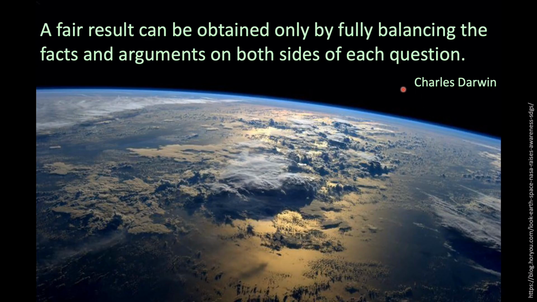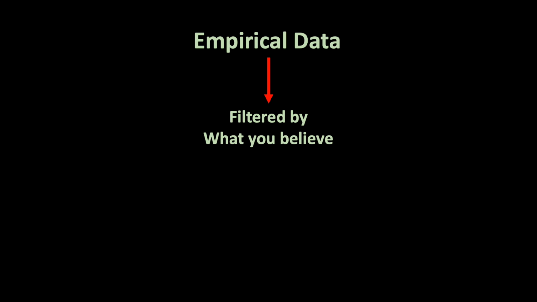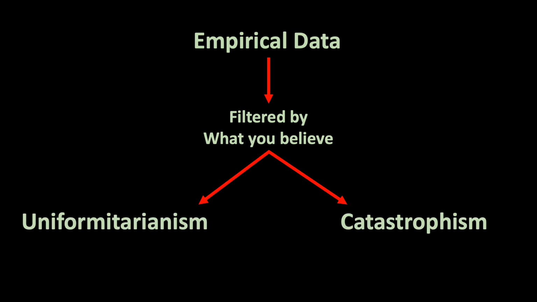Darwin said, "A fair result can be obtained only by fully balancing the facts and arguments on both sides of each question." And Feynman: "I would rather have questions that can't be answered than answers which can't be questioned." So we start out with what we believe, and then we look at the empirical data, which is filtered through what we believe, and we come out basically with either a uniformitarian viewpoint or a catastrophic viewpoint. It could be a combination of those, but there's a lot of uniformitarian assumptions that don't really match the data.